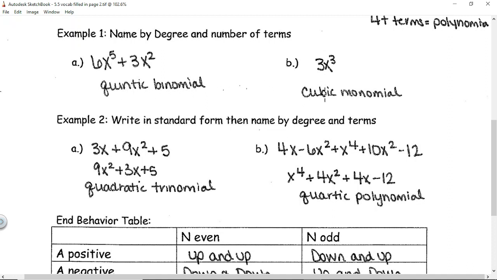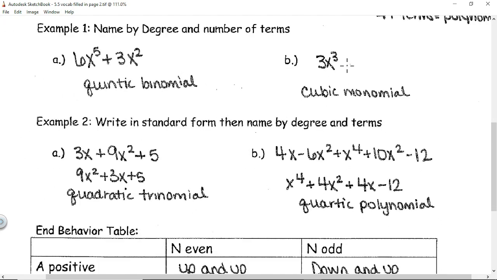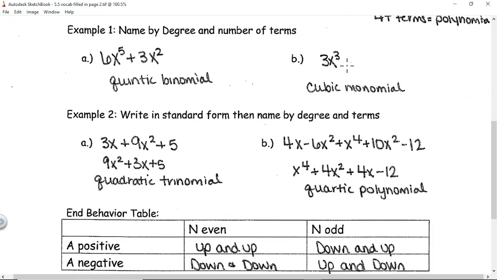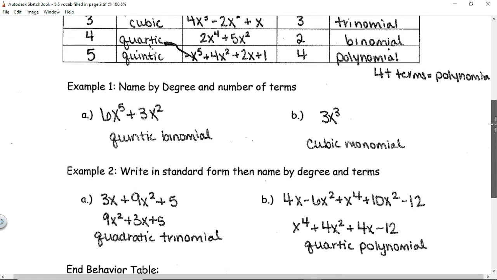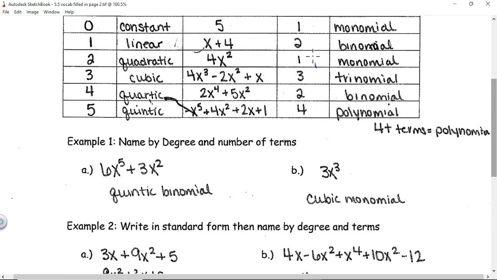B is a cubic monomial. Just 1 term, so it's a monomial, and that term has x to the power of 3, so it is a cubic because that is one of the terminology things that we learned. We can scroll back up and look. Yep, there it is.